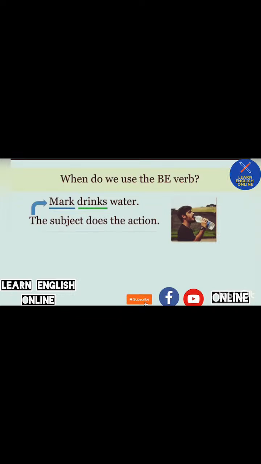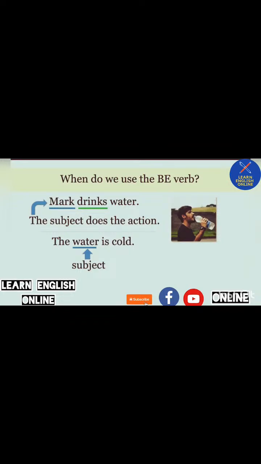Okay, now let's look at this sentence. The water is cold. What is the subject? Water, right? So water is the subject, and what does water do? What action does water do? Nothing. Water doesn't do anything in this sentence. Water just is. This is when we use the be verb in English.